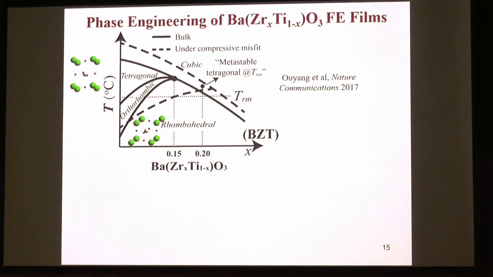So we know that barium titanate is a very good dielectric, right? It comes with a really high dielectric constant. That's why we pick this system.